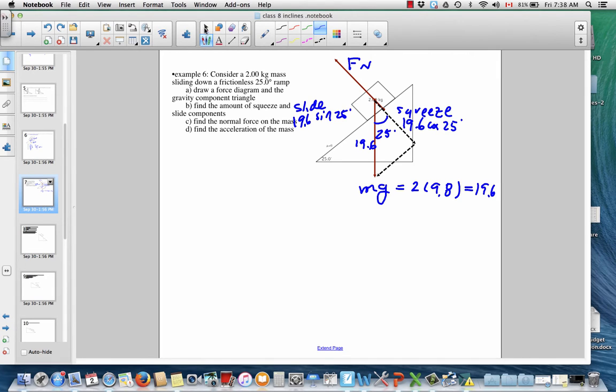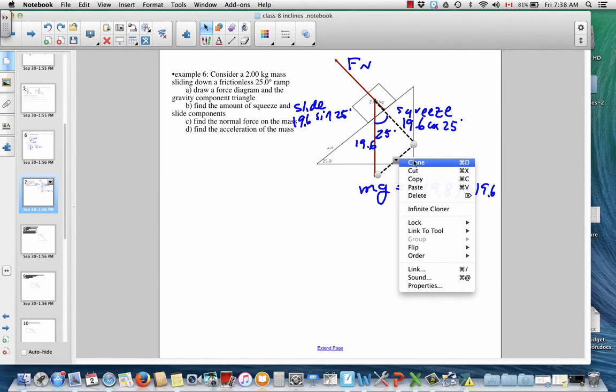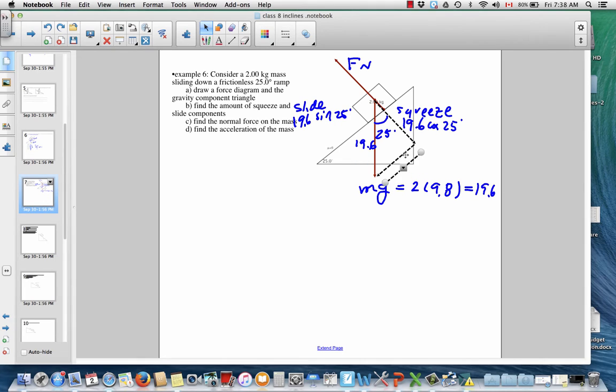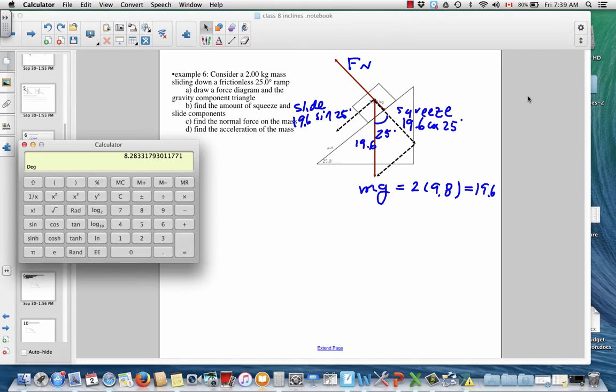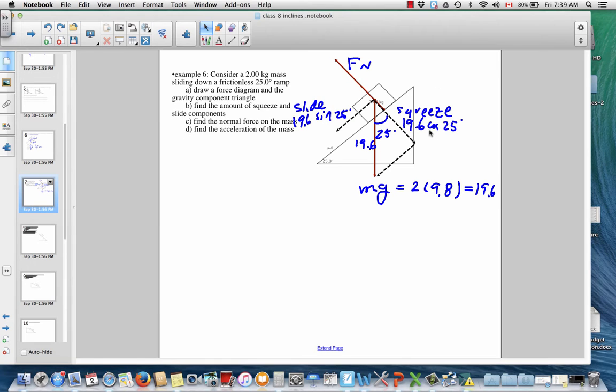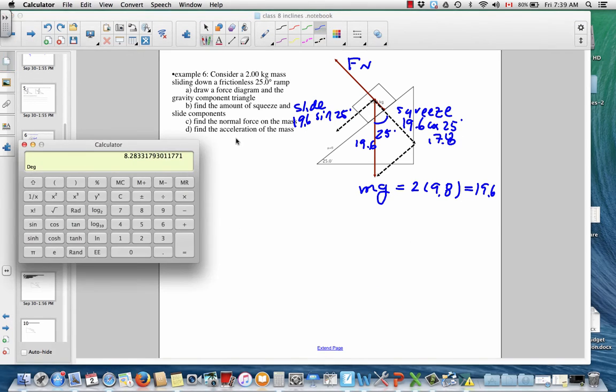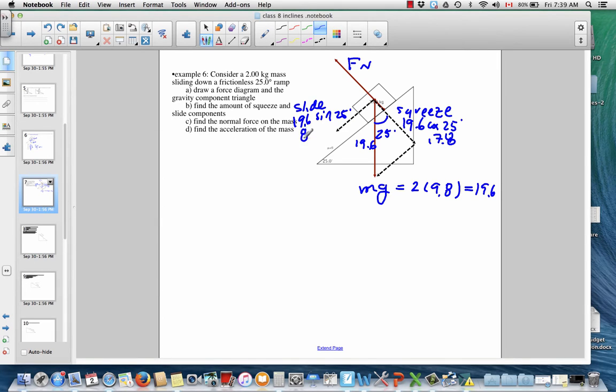Now we need to work those two out. It's just a simple bit of trigonometry. And then we need to remember, of course, that this slide component is actually pulling you down the ramp. So that's the amount of sliding down the ramp force. This is the amount of squeezing onto the ramp force. Let me do the trig for you here. Okay, so we've got 17.76 newtons here, I'll just round it to 17.8, and then the slide component was 8.3 newtons.